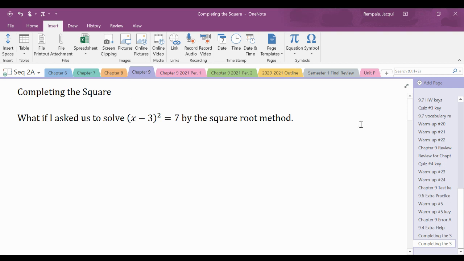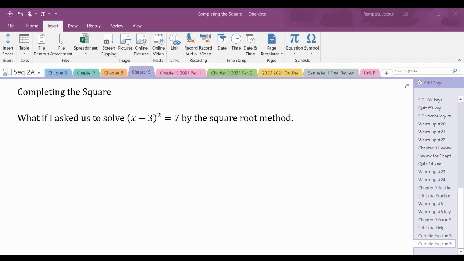I want us to look at a concept called completing the square. This is actually the fourth way in which to solve a quadratic equation. We just didn't spend time learning it in class. So there's a couple of things that I want to talk about before we get into that process.